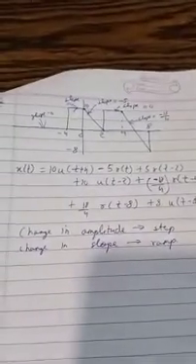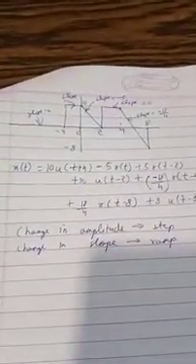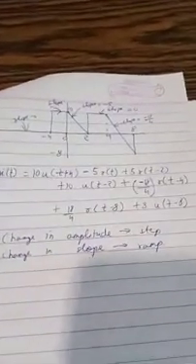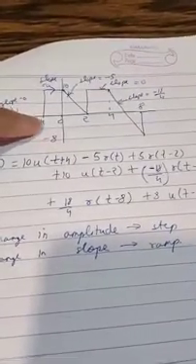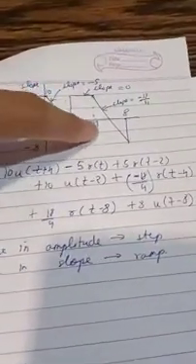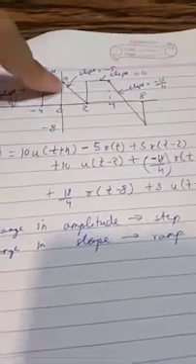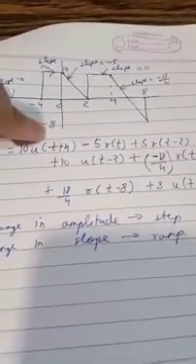In this video, I will discuss how to represent a signal as a function of a step signal and a ramp signal. So this is the signal given from -4 to 0 to 2 to 4 to 8, and this amplitude is 10, this amplitude is -8.